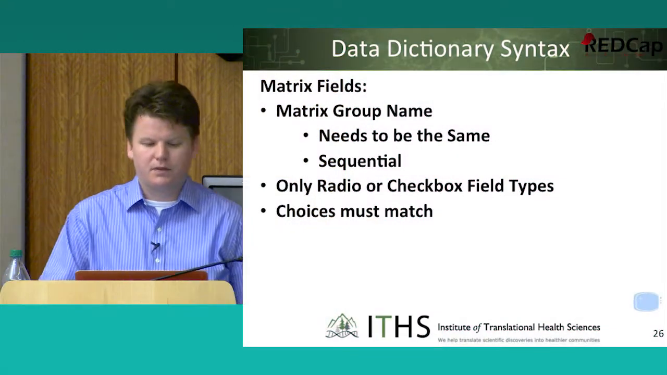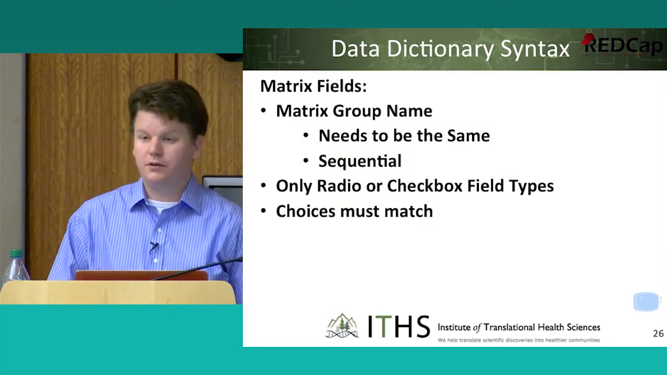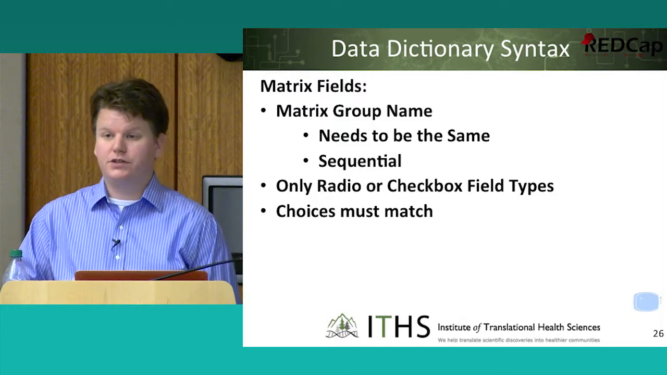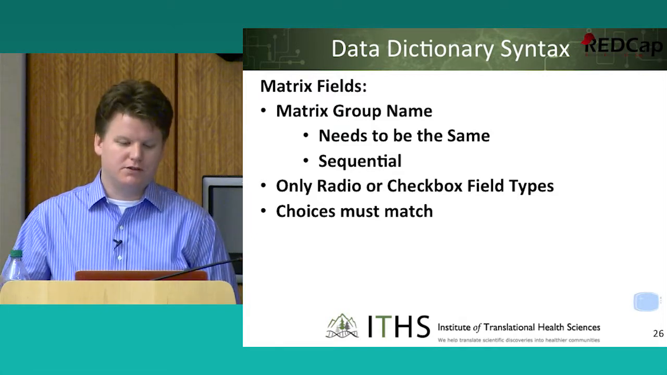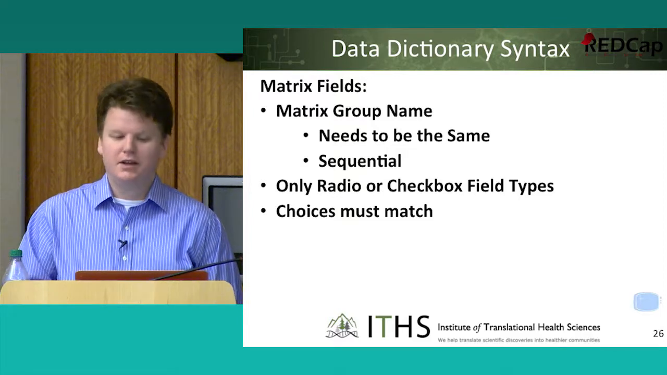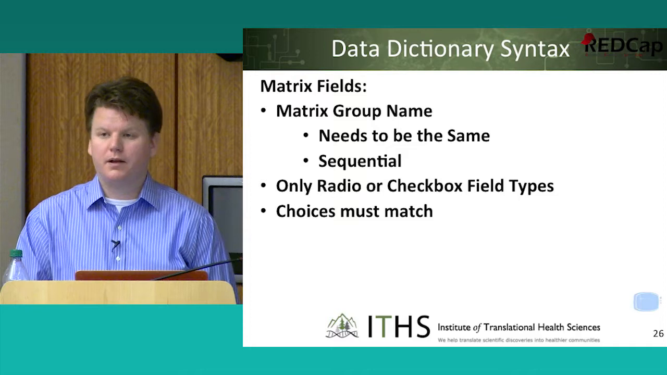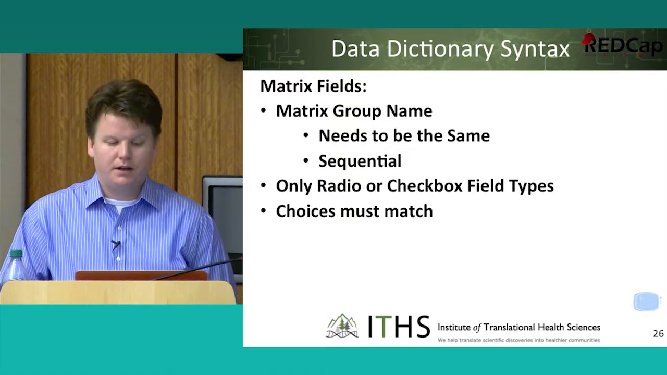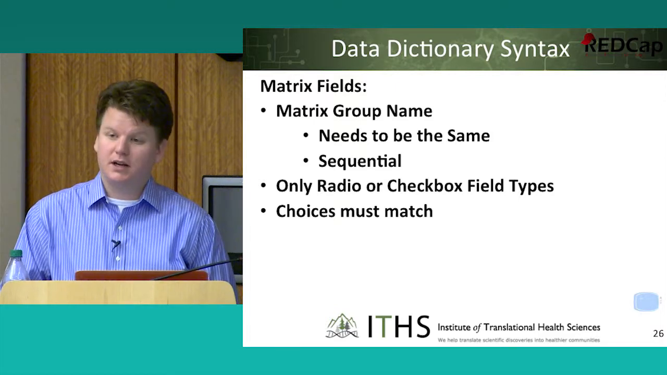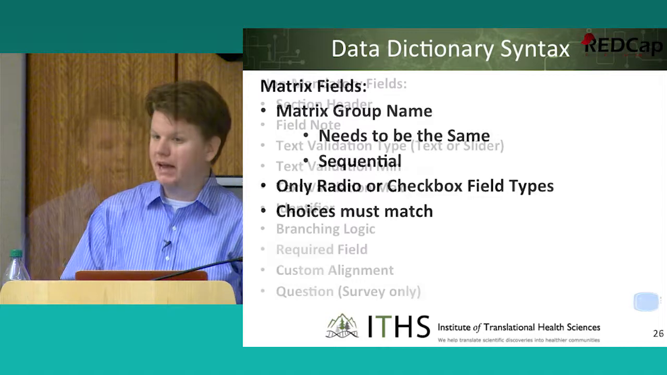Matrix fields. Again, the matrix group name needs to be the same. So if you have a matrix of 5 questions in the category food, you name, for instance, the matrix group food. And they have to be sequential, similar to form name, underneath each other. Only a radio button or checkbox is allowed in any matrix fields, obviously, and the choices must match.